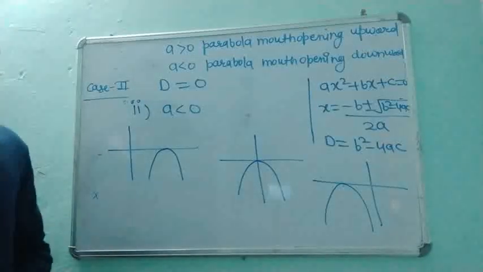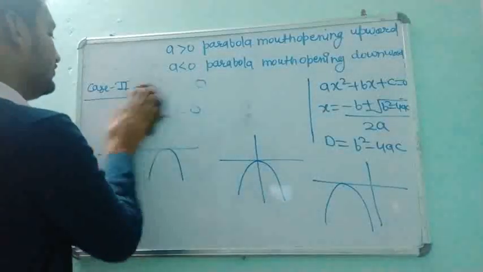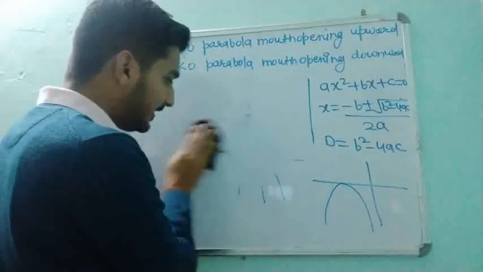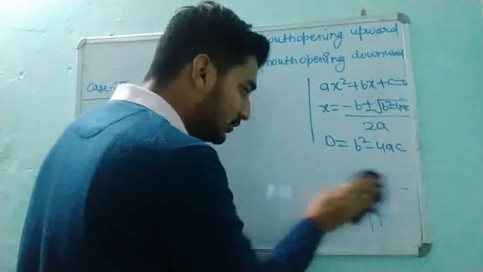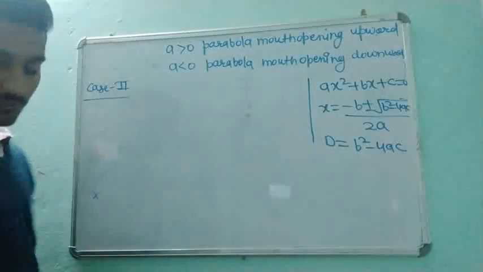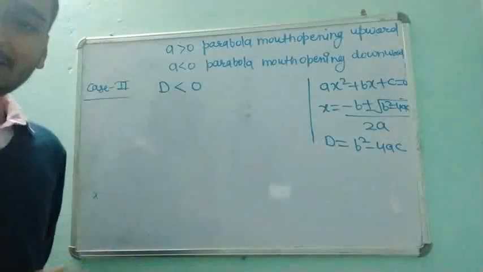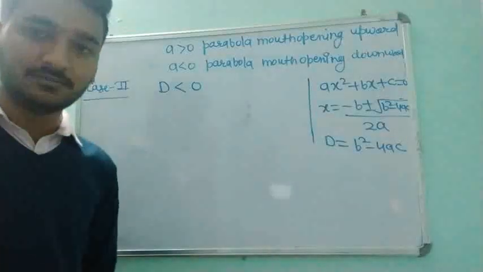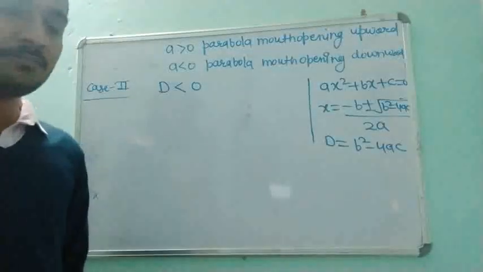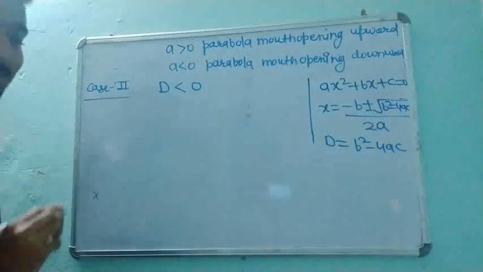Next, we have case 3, the last case, where D is less than 0. So D less than 0 means the discriminant is less than 0. Discriminant less than 0 means we have no real value of x which satisfies the quadratic equation. So the graph of the quadratic equation doesn't touch or cut the x-axis at any point because we don't have any real value. It cuts only at imaginary points. We are dealing in real numbers, so we don't have any value of x which satisfies this quadratic equation.